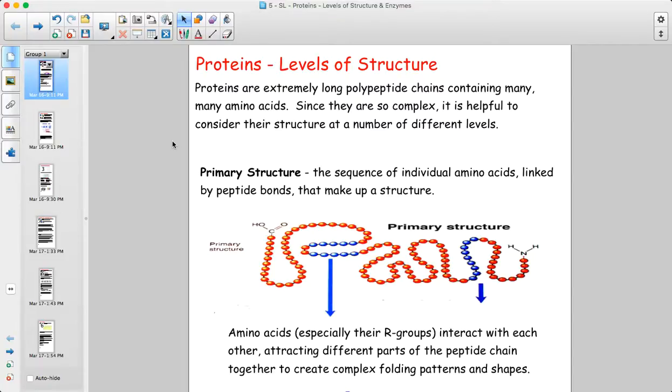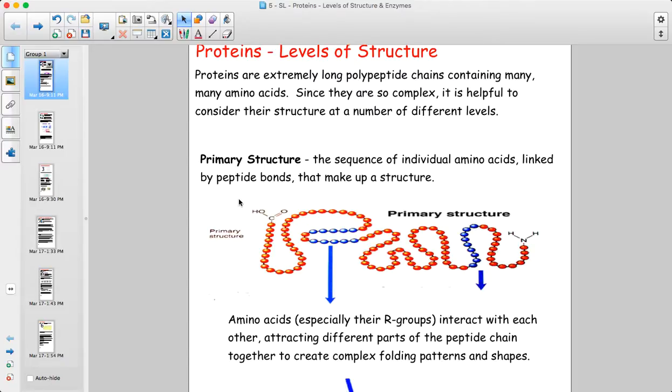So proteins are these gigantic, very complicated molecules, these huge polypeptide chains. And so when we talk about proteins, it's going to be helpful if we can consider them at different sort of magnifications, different levels of their structure. So the most zoomed in way to consider a protein is to actually look at the sequence of individual amino acids that are bonded together by the peptide bonds. And that's what we call the primary structure of a protein.